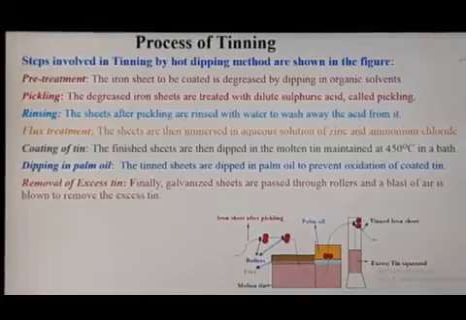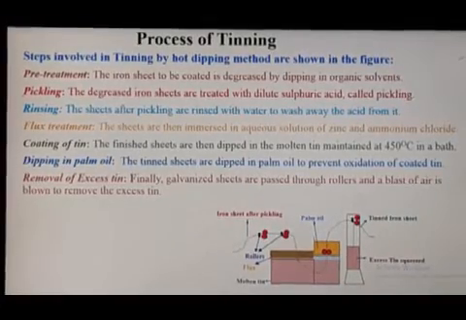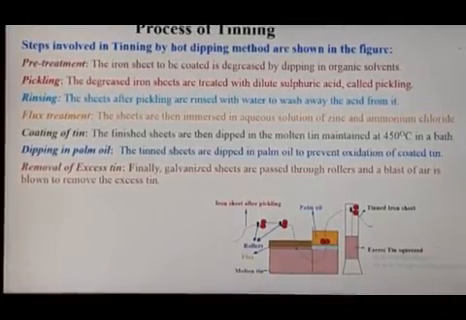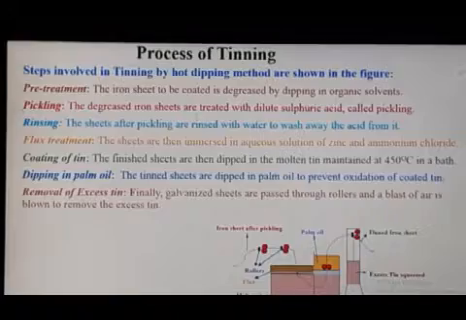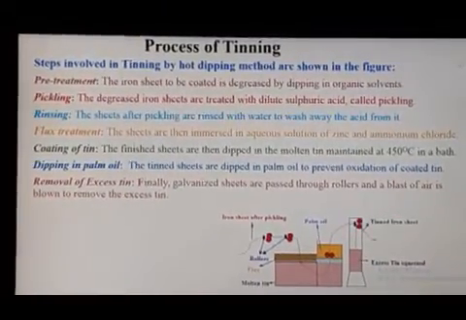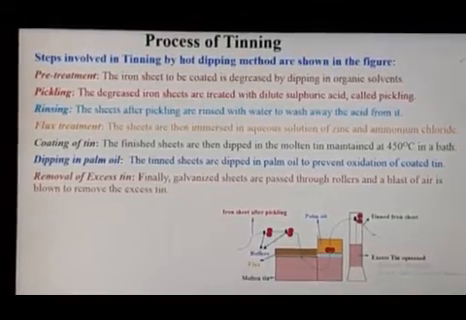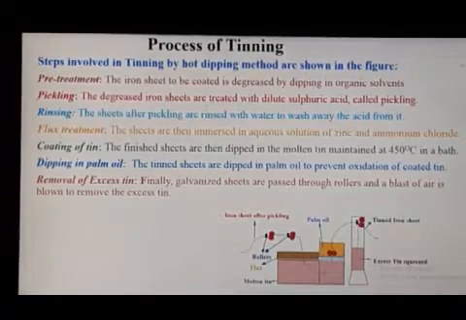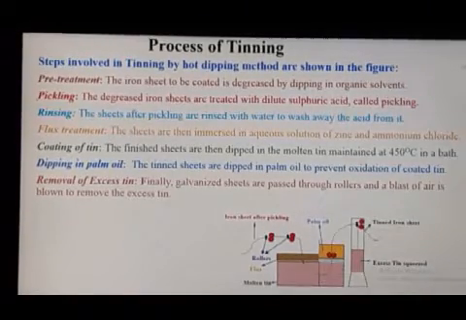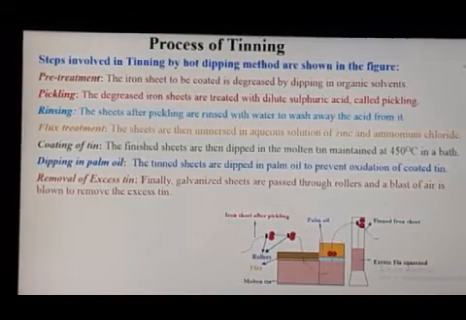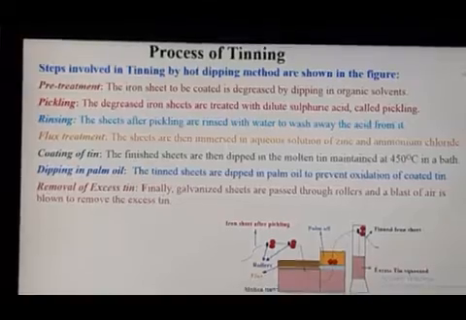The process of tinning is similar to galvanization. Here in this method also, the sheets to be tinned are first subjected to pre-treatment, that is, degreasing with organic solvents, then pickling, that is, dipping in dilute sulfuric acid, after which the sheets are rinsed with water to wash away the excess acid, and then subjected to flux treatment, which is immersion in the aqueous solution of zinc and ammonium chloride. After which the sheets are dipped in molten tin, maintained at 450 degrees centigrade in the bath. After dipping in the tin, the sheets are passed through palm oil. The palm oil prevents the oxidation of the coated tin. And then it is passed through the rollers, as shown here in the figure, to remove the excess tin, and now the tin sheets are ready for commercial use.